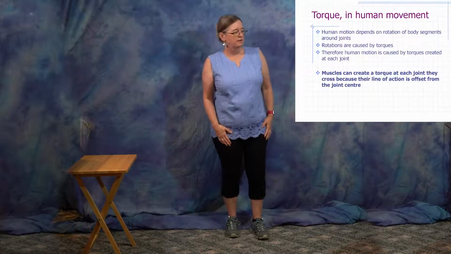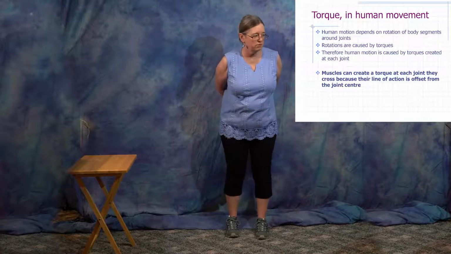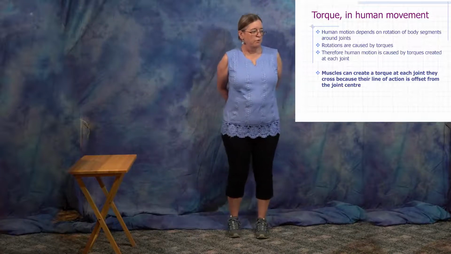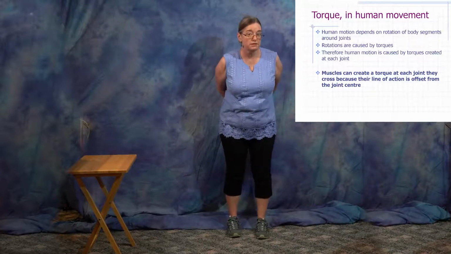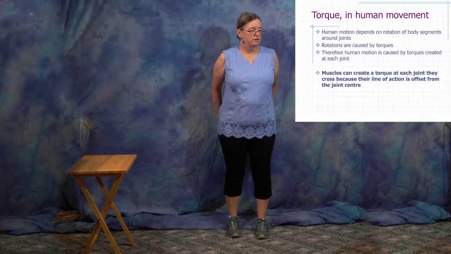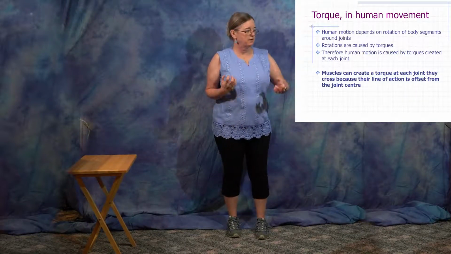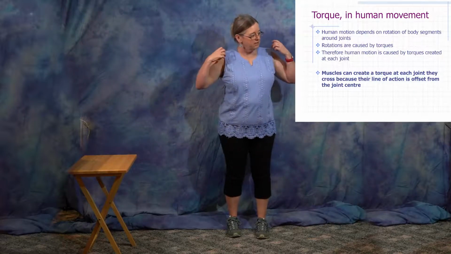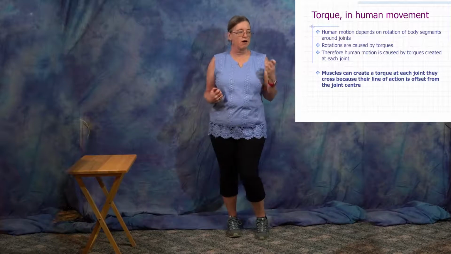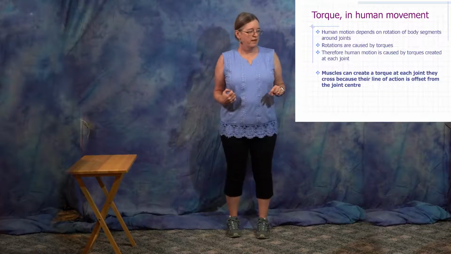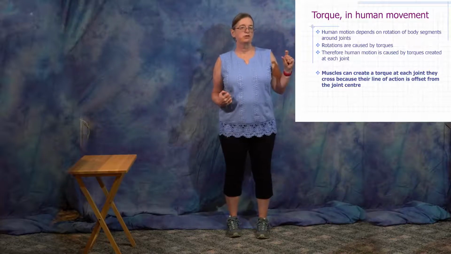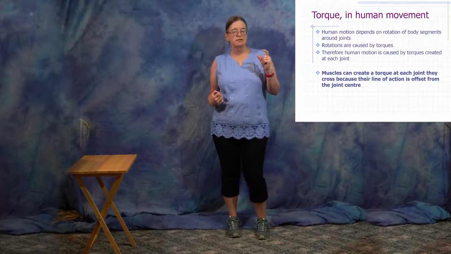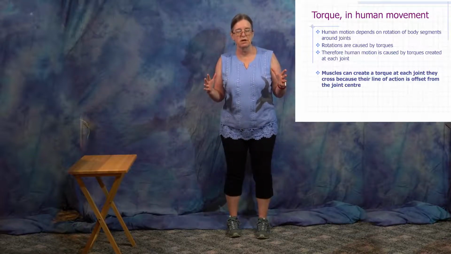So, if we come back to torque in human movement, human movement depends on rotation of body segments around joints. Rotations are caused by torques. Therefore, human motion is caused by torques created at each joint. And muscles create a torque at each joint because their line of action is offset from the joint center.